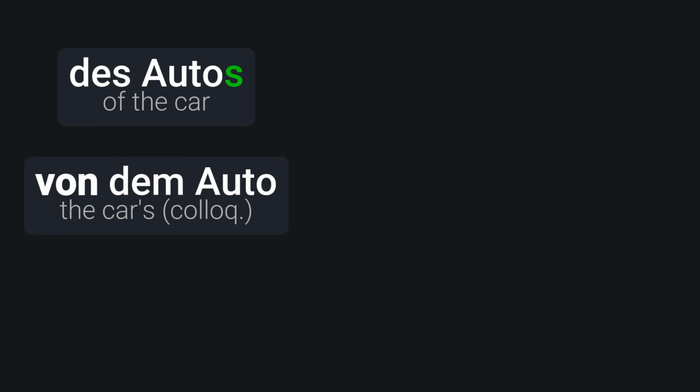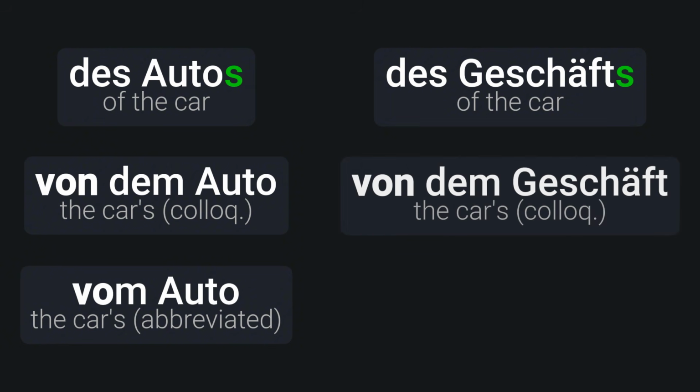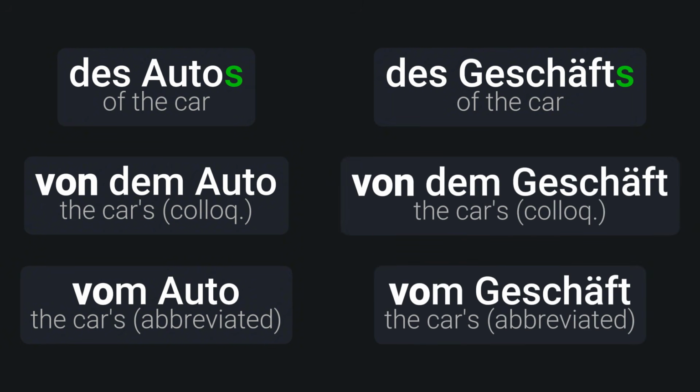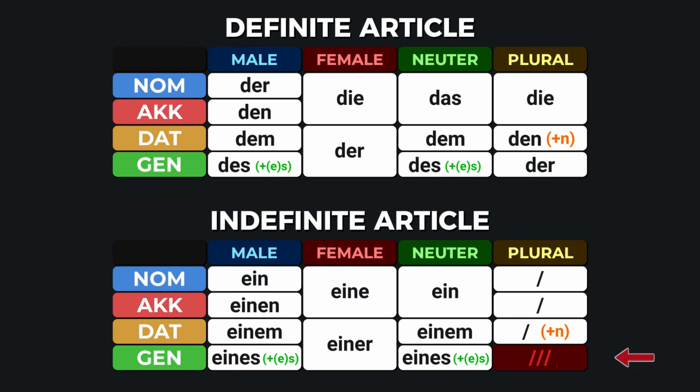Instead of des Autos, you can say von dem Auto or vom Auto. And instead of des Geschäfts, say von dem Geschäft or vom Geschäft. And yeah, that's how we actually talk most of the time.